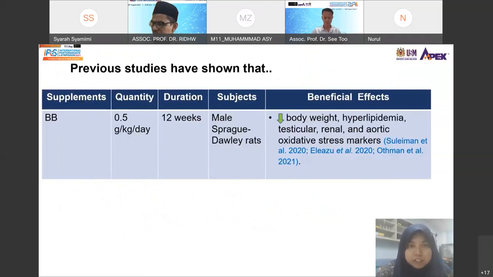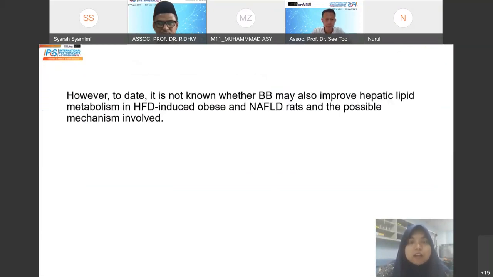So previous studies have shown that administration of bee bread significantly reduced body weight, hyperlipidemia, testicular, renal, and aortic oxidative stress markers. However, to date, it is not known whether bee bread may also improve hepatic lipid metabolism in high-fat diet-induced obese and NAFLD rats and the possible mechanism involved.